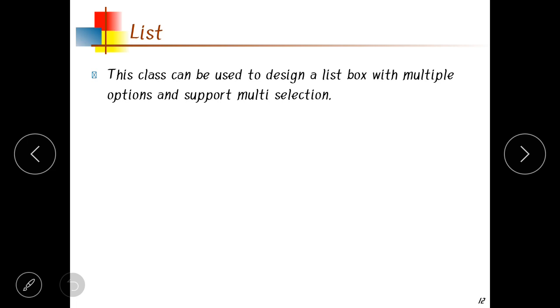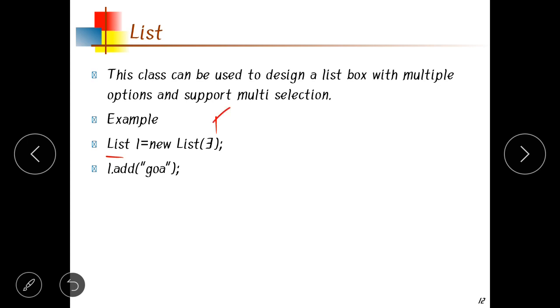For example, qualifications like BSc, MSc and PhD. I want to select all these qualifications from the given list. In that case, you can use this List component. And to create this list, you have to use the class List and create the object for that list and provide the value here.